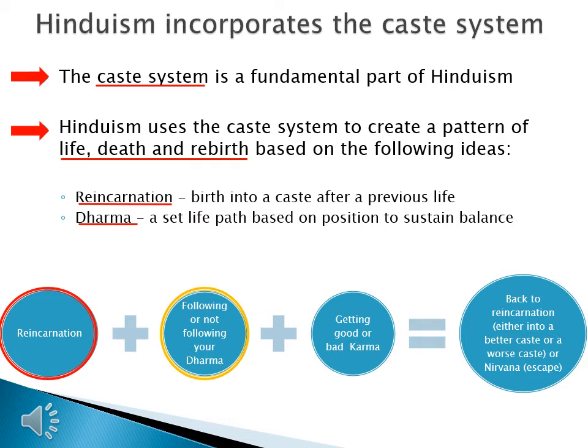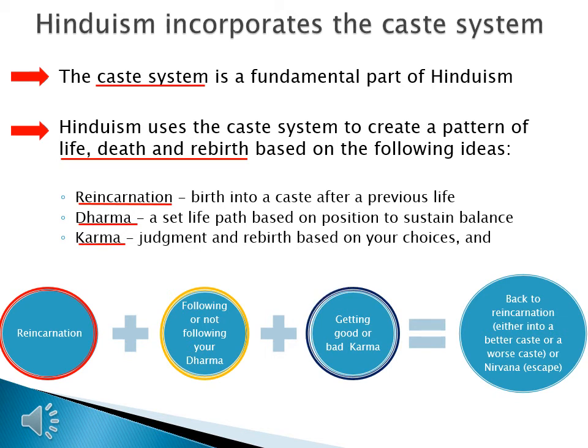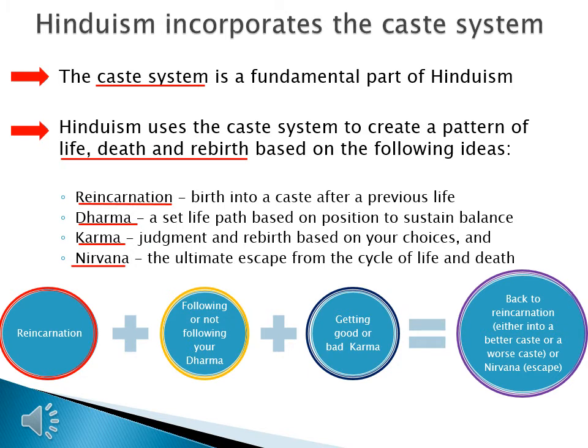If you do, you'll get karma. That's judgment and rebirth based on your choices. If you lived according to your dharma, if you lived according to the way you were supposed to live in your caste, you'll get good karma, which is what you're looking for to reach nirvana. That's the ultimate escape from the cycle of life and death. If anything, having good karma will help you when you die and move into a higher caste. What does this do? It keeps people in Indian civilization from trying to move between castes during their lives. Go ahead to the next slide.